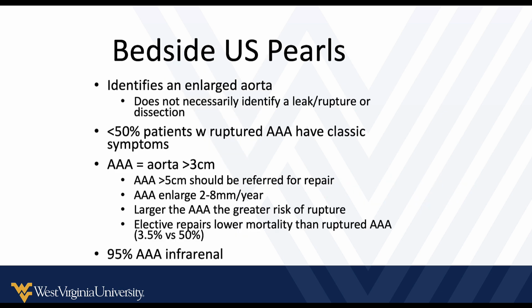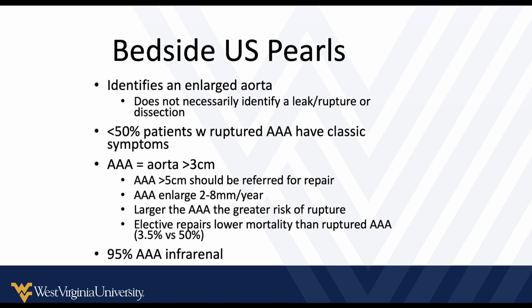A few pearls, again, we're mainly looking for an enlarged aorta. We cannot exclude or clearly accurately identify whether there's a leak or a rupture in the dissection. It's there, yes or no, and then there's symptoms and the rest of the picture. And maybe other workup might be necessary to help you decide if there's a leak or a rupture. Like a lot of things, the patients don't present with classic symptoms, so less than half of ruptured AAA patients have classic symptoms.